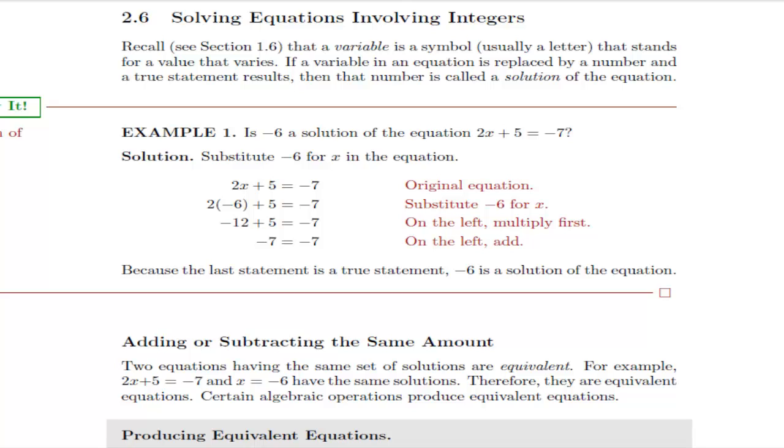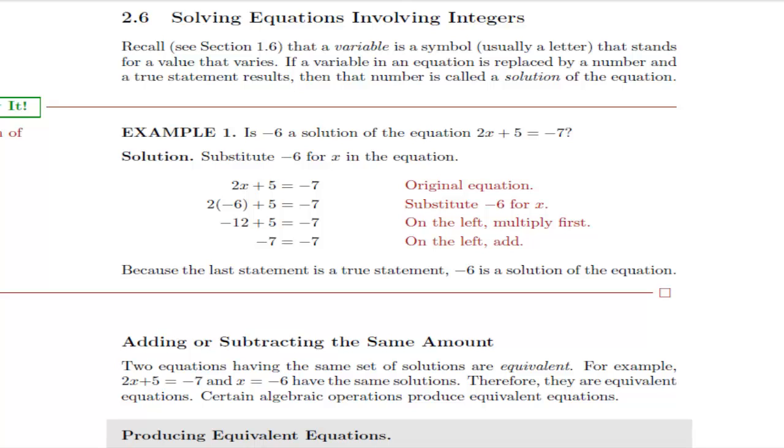Recall, see section 1.6, that a variable is a symbol, usually a letter, that stands for a value that varies. If a variable in an equation is replaced by a number and a true statement results, then that number is called the solution of the equation. Example 1. Is negative 6 a solution of the equation 2x plus 5 equals negative 7? Solution. Substitute negative 6 for the variable x in the equation.